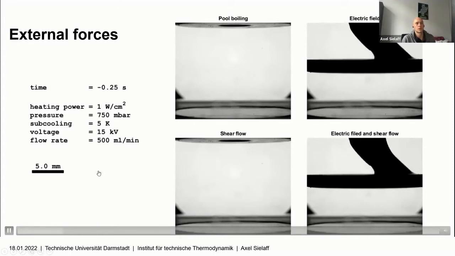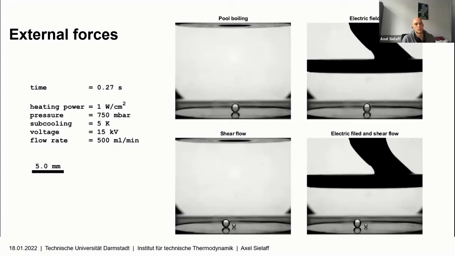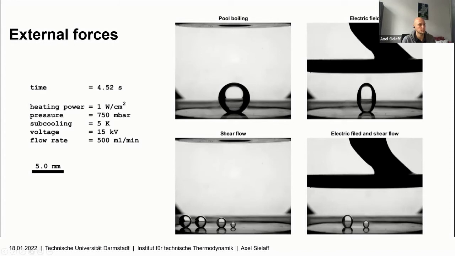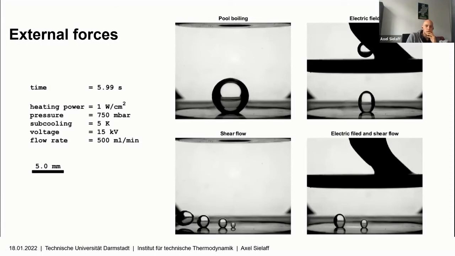If we look at the electrical field and shear flow, we see that the bubbles are first pushed out of the center of the electrode by the shear flow, and then the bubbles are also tilted to the left and accelerated by the electric field. We'll just finish the video.